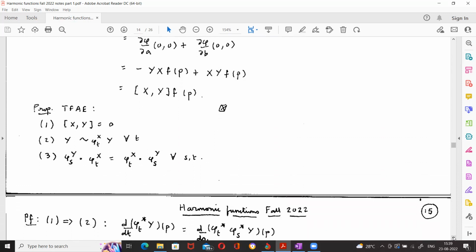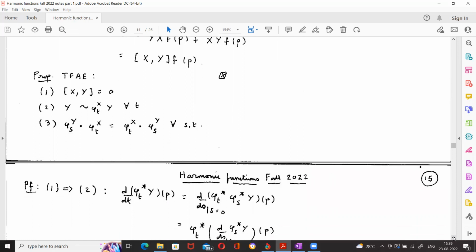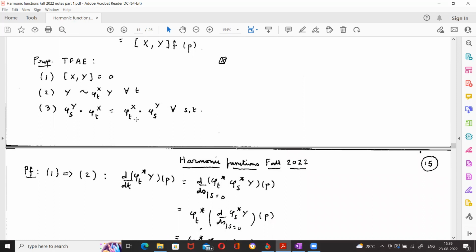So now we can come to a more geometric interpretation of the bracket. We gave a purely algebraic definition, but geometrically, we'll see what the bracket means. So the following are equivalent now. The bracket of XY is 0. Y is phi t X-related to Y for all t. That means the flow of X sends Y to Y, for all t. And third, the flows of X and Y commute. So phi s Y phi t X is equal to phi t X phi s Y for all s, t. So what we can take away from this is that the bracket is 0 if and only if the flows of X and Y commute.